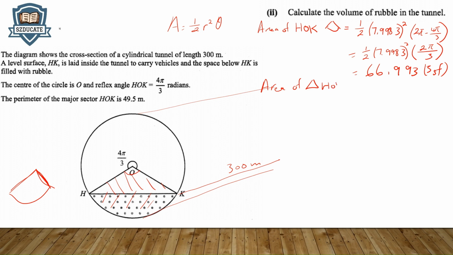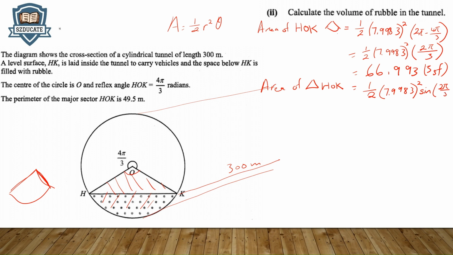So it matters how you draw it, so that you don't get confused yourself. Now, this one is easier to use half AB sine C. So half times the R, which is again being used, 7.9983. Half AB. So it's the R again. So I'm just going to put a square here. Half AB sine C, which is the angle, and it's 2 pi over 3.